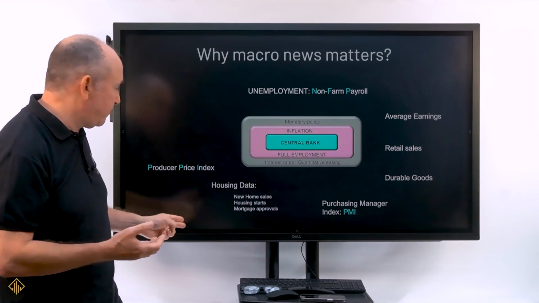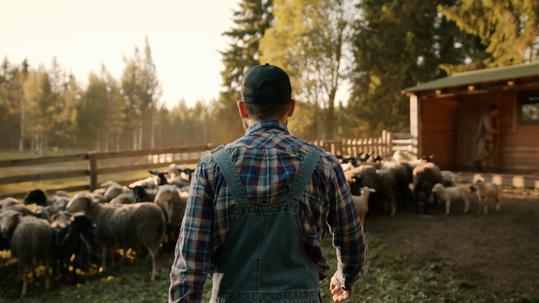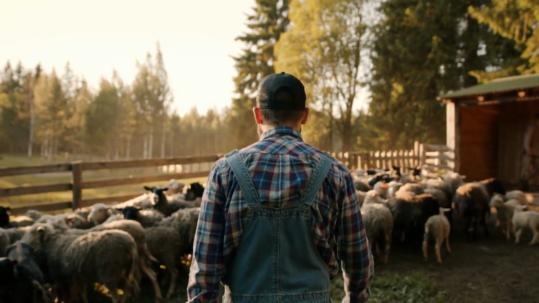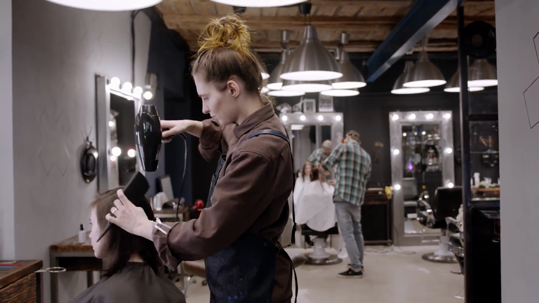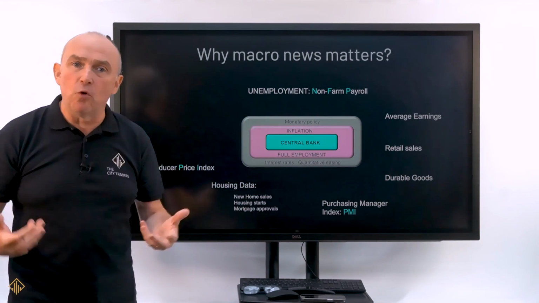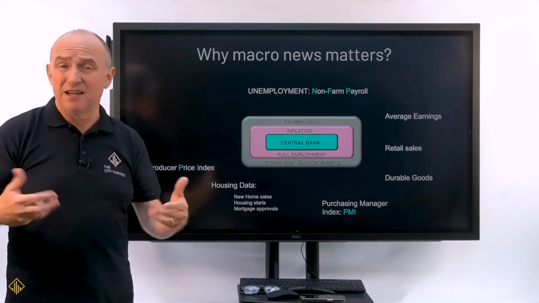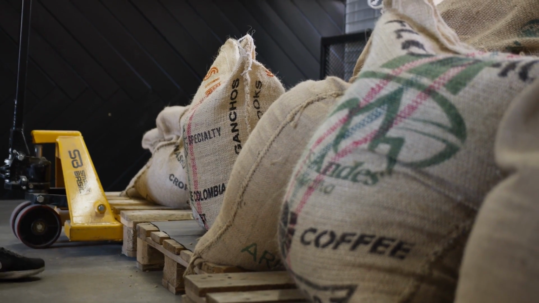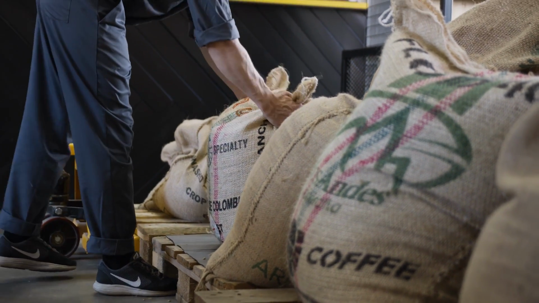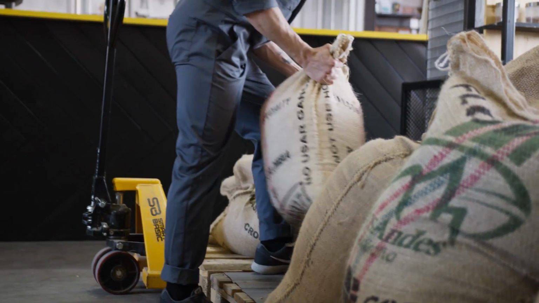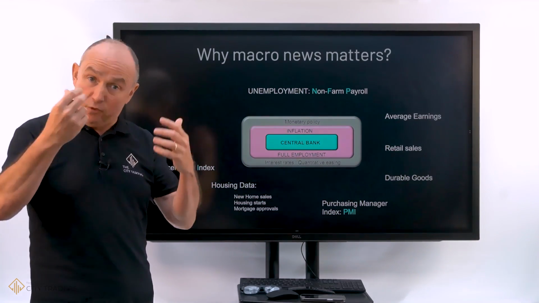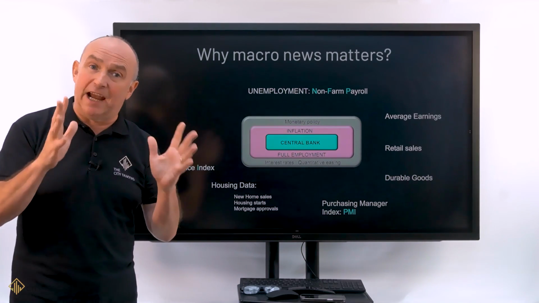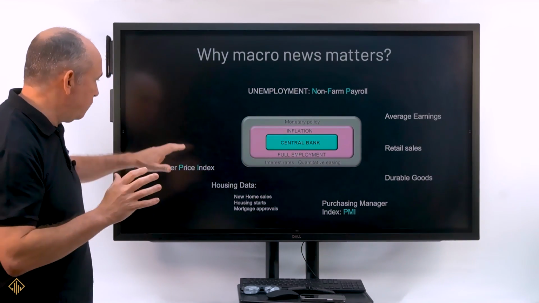Then you've got the producer price index. That's basically what the guys that are producing the goods and services, what their cost is for their raw materials coming in. If all their raw materials are coming in at a higher cost, well, they've got to filter that cost into the retail market, into us. That basically pushes up inflation. So it's a good sign that inflation is pushing up or not pushing up, as the case may be, by looking at what the producers are paying for their raw materials.